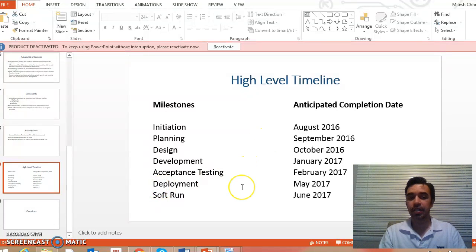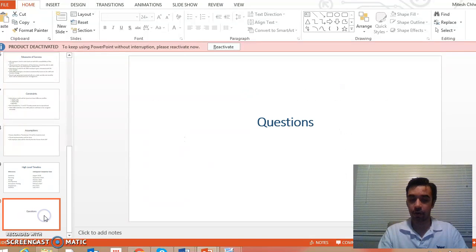So this is the high level timeline that we are looking at, and we are expecting to make the soft run by June 2017. If there are any questions, please feel free to write back to me at the email that I have already sent out. Once again, I appreciate and thank you all for taking the time out. We are going to be working on this assignment, and I will send out another email with a weekly meeting that I will set up according to your schedules as well. Thank you very much once again.